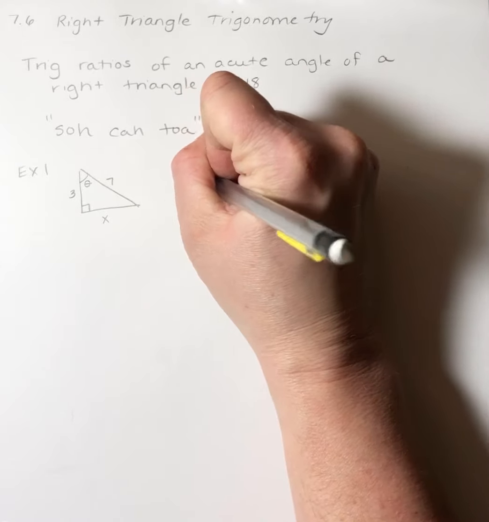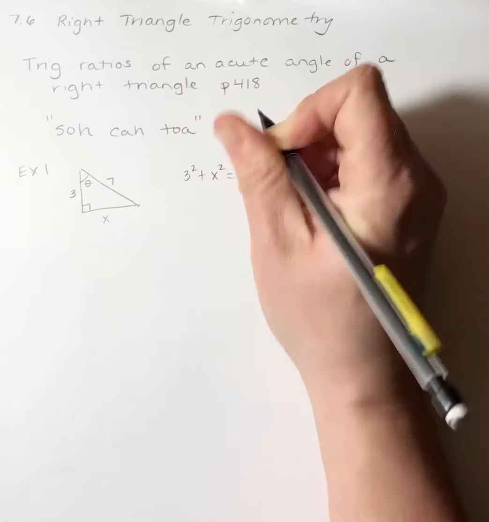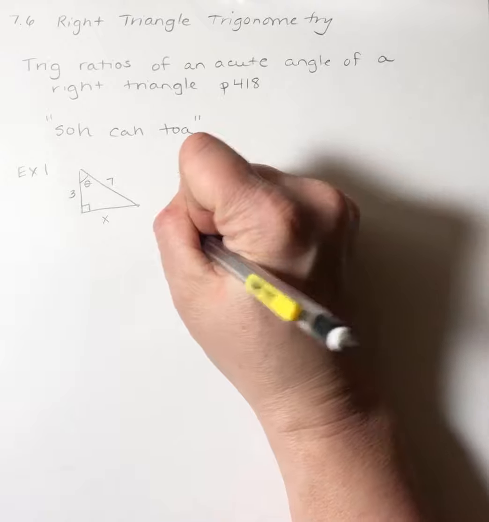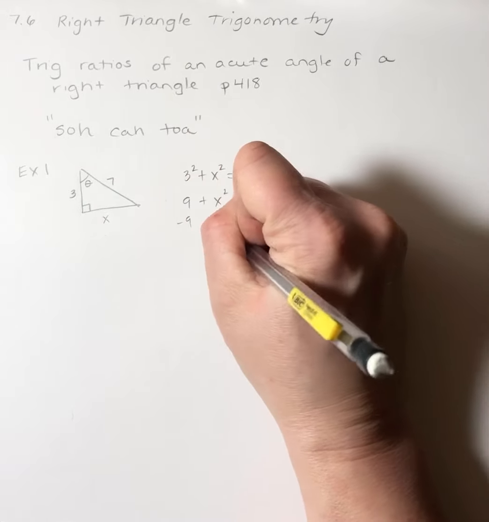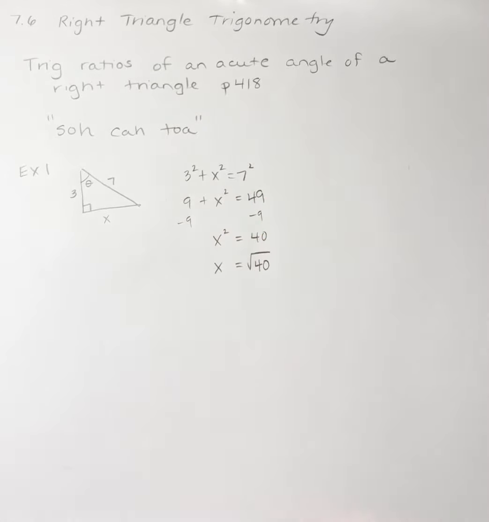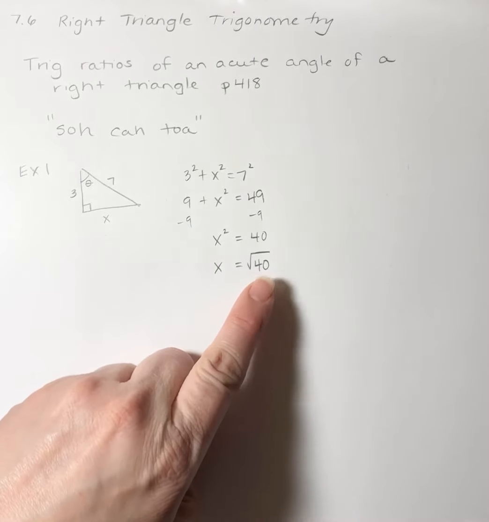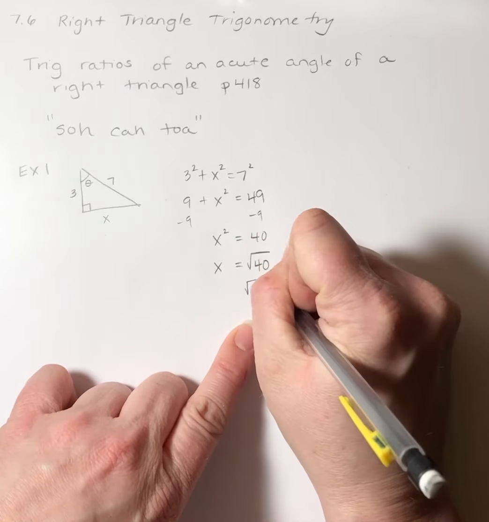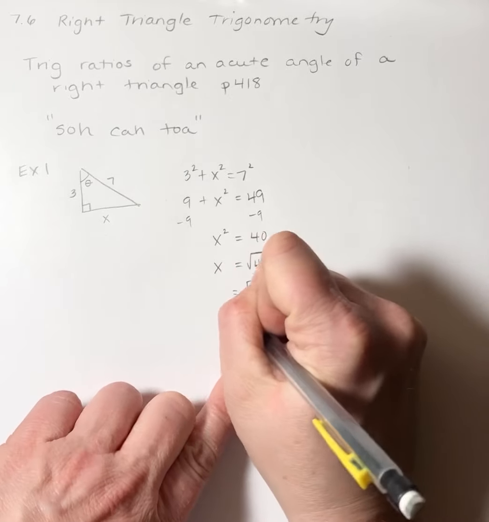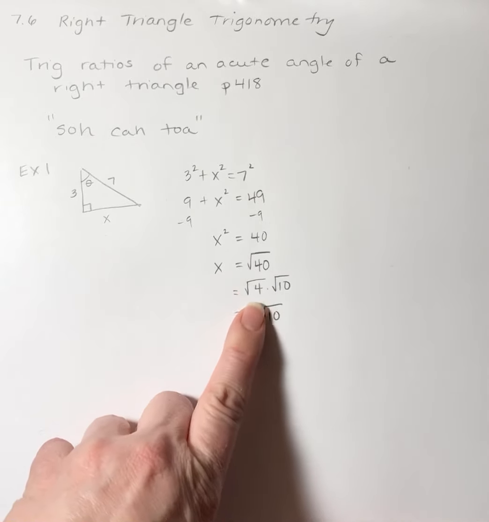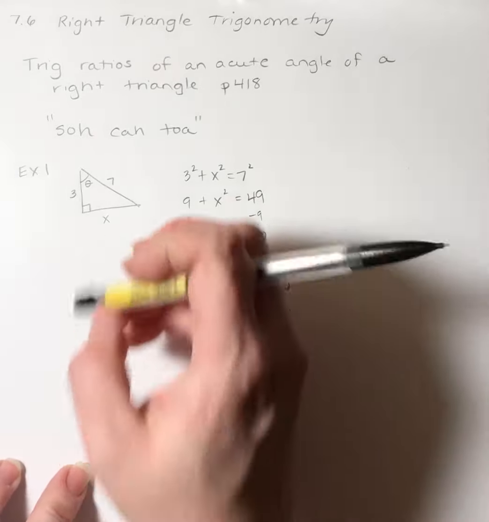So 3 squared plus x squared equals 7 squared. 3 squared is 9 and 7 squared is 49. And so x squared is 40. So x is the square root of 40, okay? And they are going to ask you to reduce these. So 40 is 4, which is a perfect square, times 10. So this is equivalent to 2 square roots of 10. So remember, with square roots, they can't have a perfect square factor, so this is reduced.